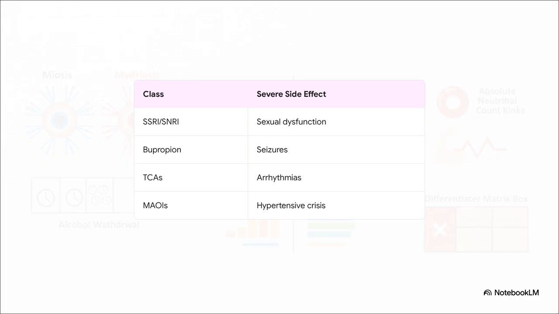TCAs are a huge one. They can cause lethal arrhythmias marked by QRS widening on an EKG. The second you see that QRS widening, that is your cue to push sodium bicarbonate. And finally, don't forget MAOIs, which carry a severe, life-threatening risk of a tyramine-induced hypertensive crisis if your patient eats things like aged cheese or cured meats.